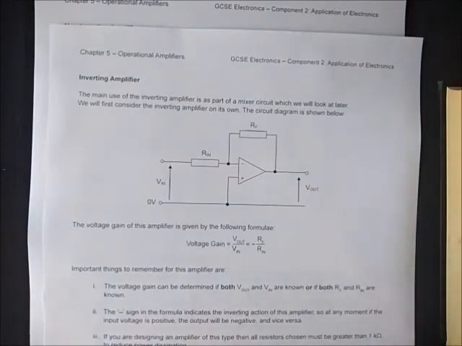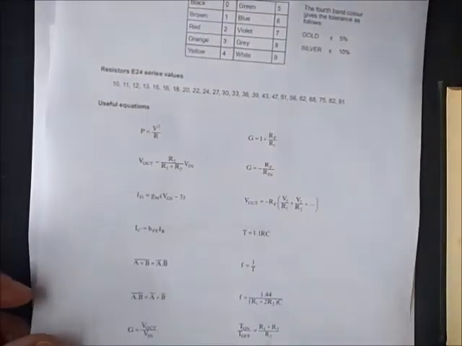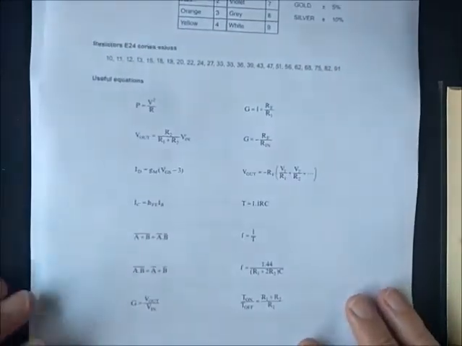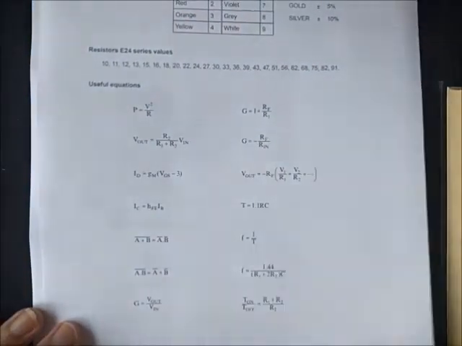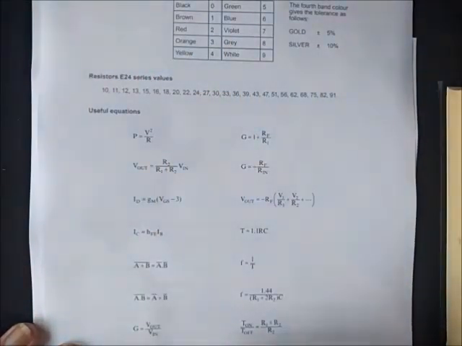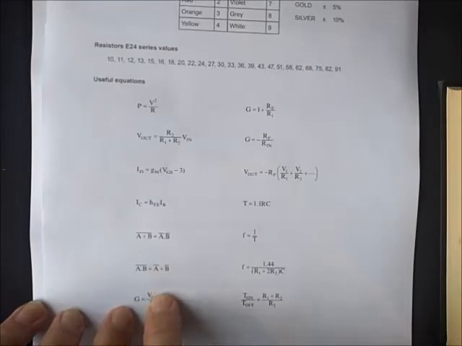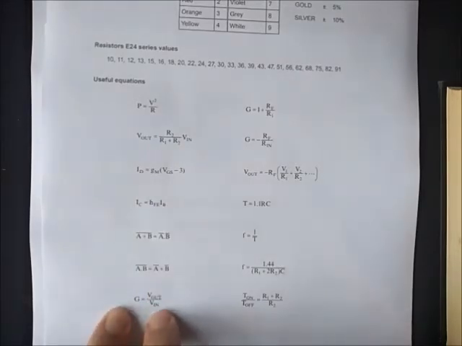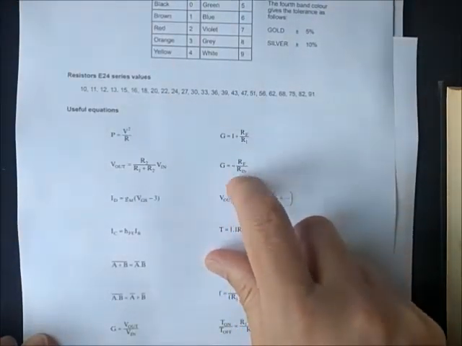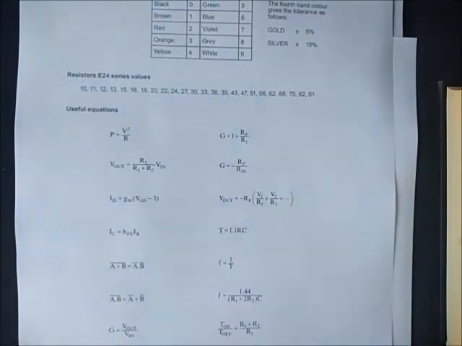Now, rather than having to remember that, the exam board give you the equations at the start of your exam, which is fair enough, because if you were doing this practically, you'd just look them up online. So at the beginning of your exam, the exam board will give you a page like this with different equations on it. So you can see down here that they put G equals V out over V in, so that's gain equals V out over V in. And then they've got two other equations here for gain.